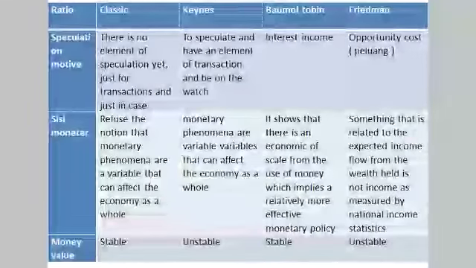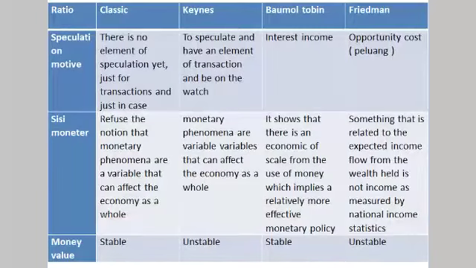Okay, in this table there are the ratio, classic, Keynes, Baumol-Tobin, and Friedman. There are the speculation motive, the monetary side, and money value. The classic has no element. In Keynes, there is speculation, Baumol-Tobin has interest income, and Friedman has opportunity cost.